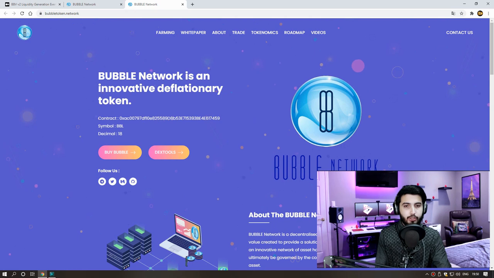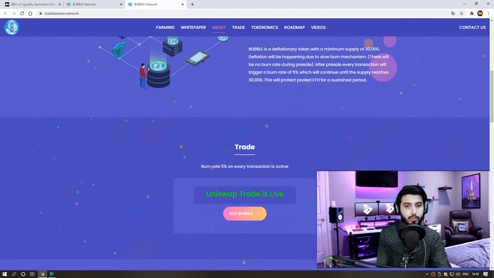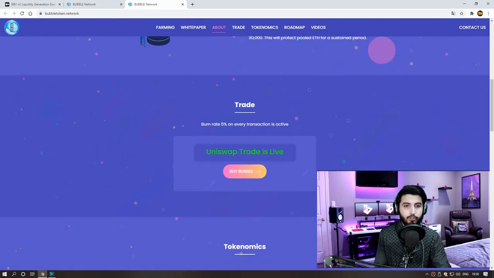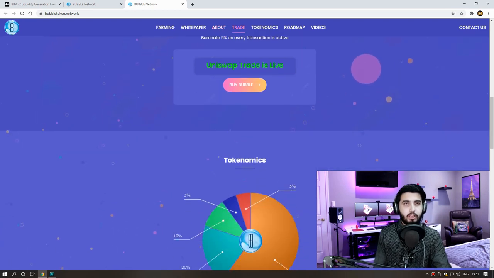Bubble is a deflationary token with a minimum supply of 30,000. Deflation will be happening due to a slow burning mechanism. There will be no burn rate during presale. After presale, every transaction will trigger a burn rate of 5%, which will continue until the supply reaches 30,000. This will protect pooled Ethereum for a sustained period.